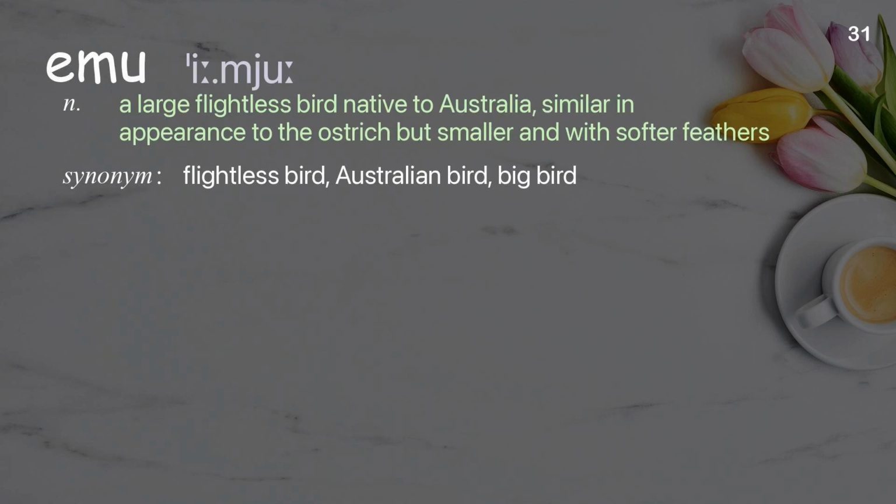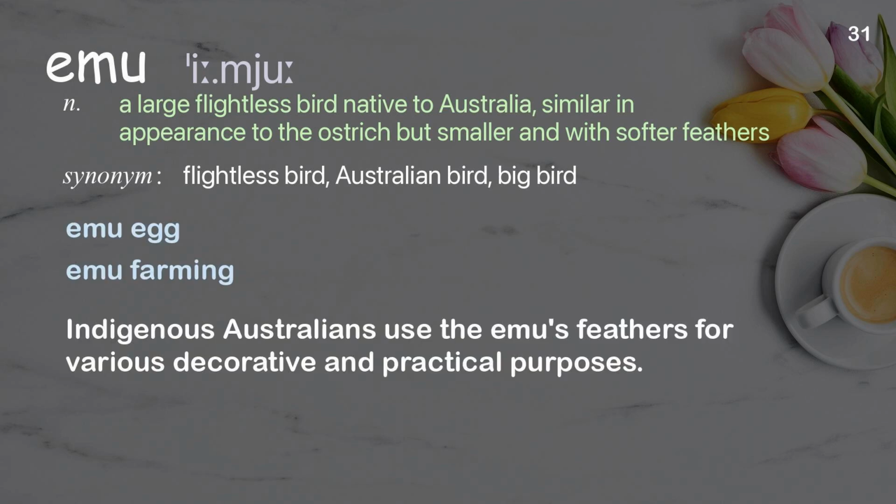Emu. A large flightless bird native to Australia, similar in appearance to the ostrich but smaller and with softer feathers. Examples: Emu egg. Emu farming. Indigenous Australians use the emu's feathers for various decorative and practical purposes.